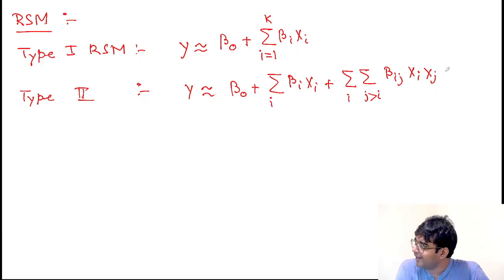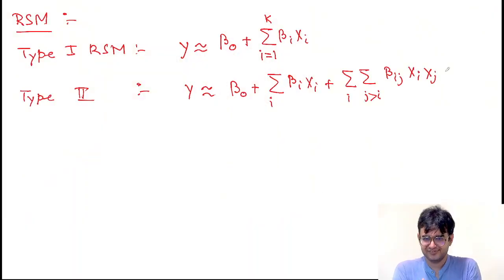What will happen with j greater than i? When i is equal to 1, j will be 2, 3, 4, 5 up to k. When i is equal to 2, j will start from 3. Basically, so that the terms are not repeated. Otherwise, you will get x1 x2 and x2 x1. And we also don't want the square terms. x1 square we don't want. So that's why it's not equal to. Okay. So this is known as type 2 RSM.